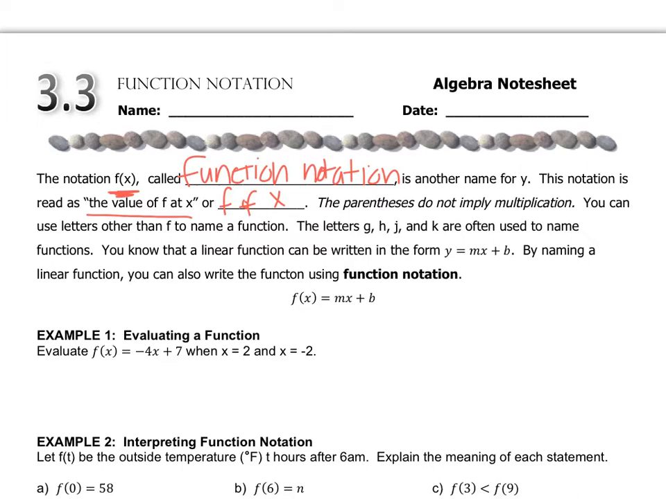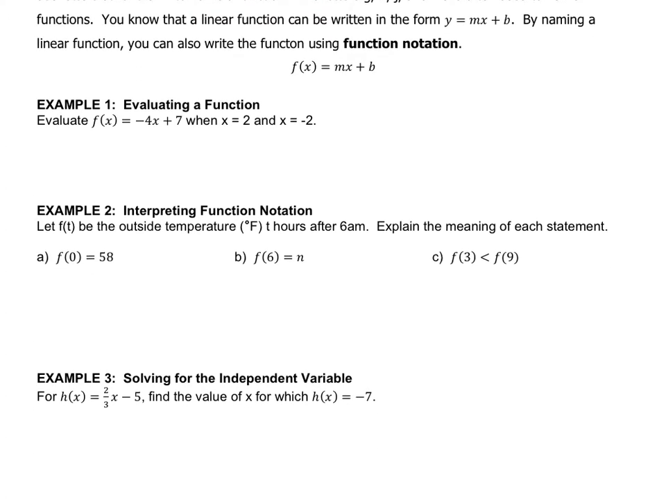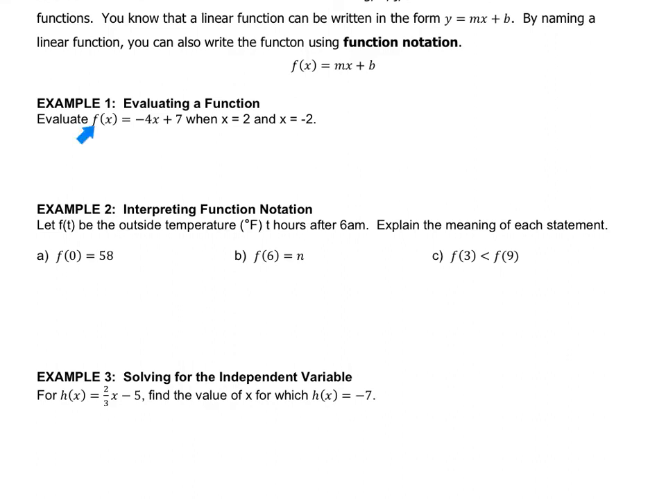So we always like to keep it nice and simple in example 1. We're going to evaluate f of x equals negative 4x plus 7 when x is 2 and x is negative 2. So all you do is you take 2 and you pop it in for x, and you see what you get, and then you do that with negative 2. So here's what I wrote. f of negative 2 equals negative 4 times negative 2 plus 7. Just like equations, wherever you see an x, you put a negative 2.